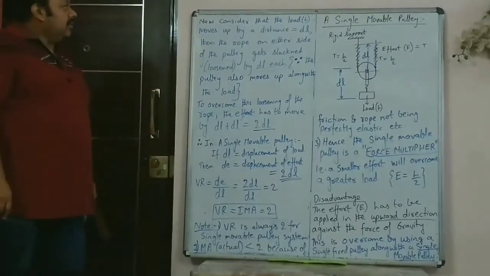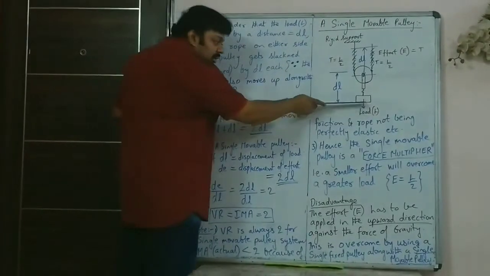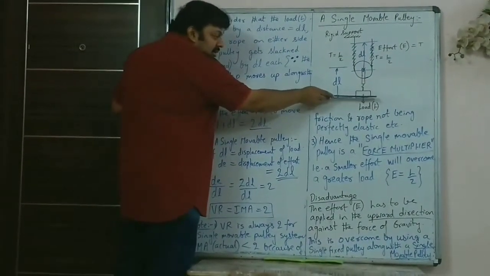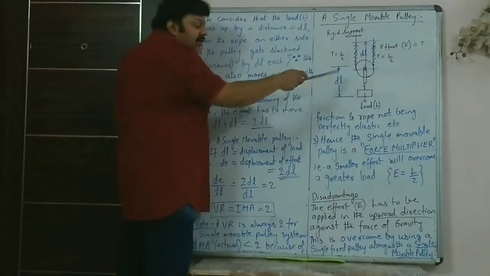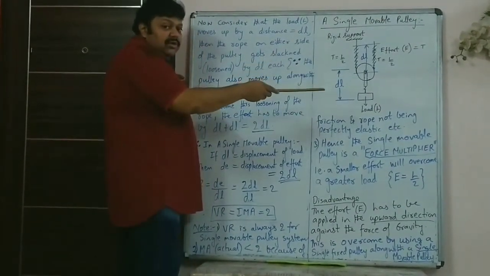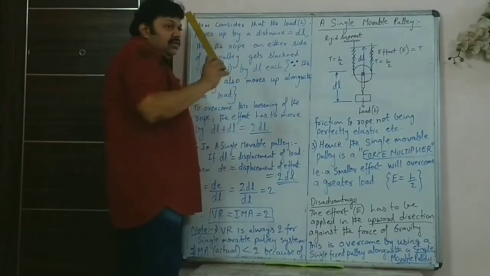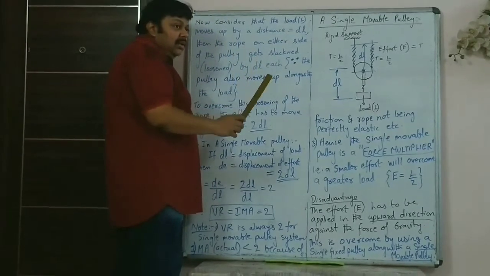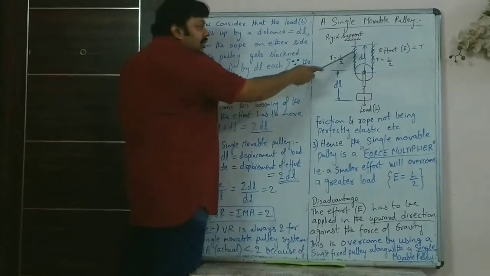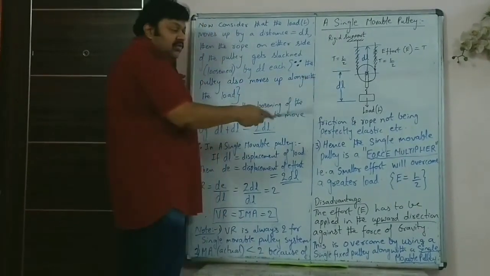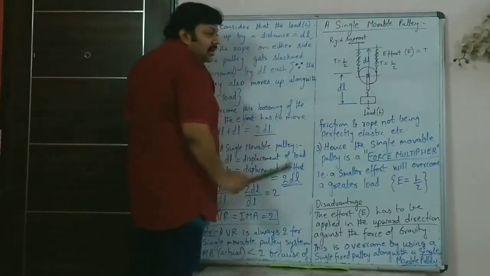Now we consider the load moves up by a distance dl. So here we are considering that this load has gone up by a distance dl. I have made modifications in the previous frame diagram just to explain dl. So if you are asked the diagram of a single movable pulley, draw the one which I had drawn in the previous frame. Don't mark all this. This is only to explain how much dE moves by when the load moves up by dl.